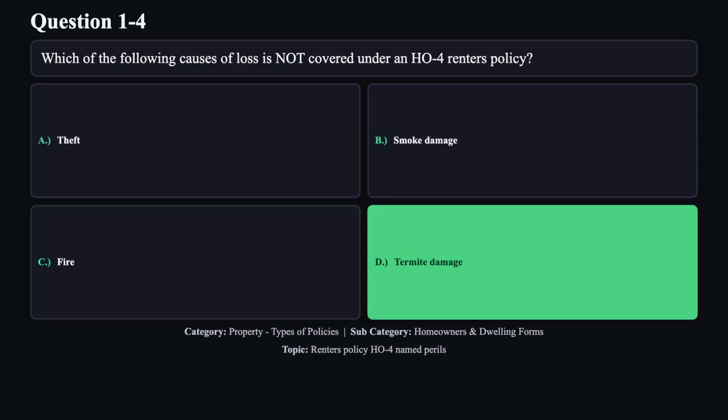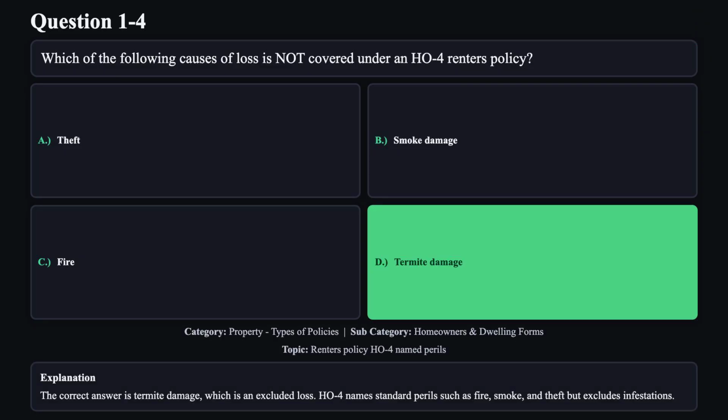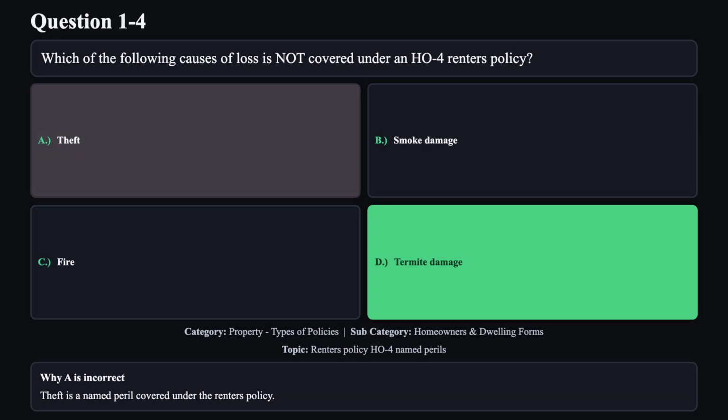The correct answer is D. The correct answer is termite damage, which is an excluded loss. HO4 names standard perils such as fire, smoke, and theft, but excludes infestations. Reason A is not correct. Theft is a named peril covered under the renter's policy.